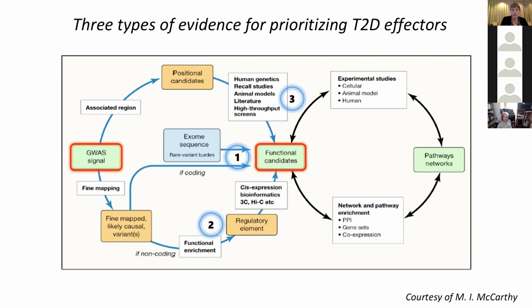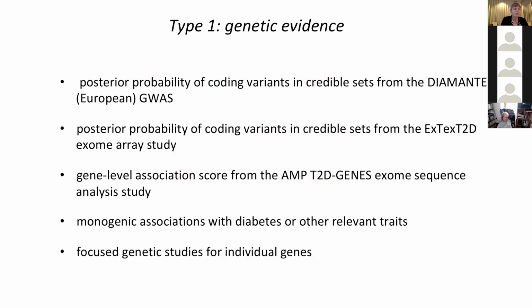So I'm going to go over these three types of evidence at a high level. All of the details of this scoring system are documented in a downloadable PDF you can get from the portal, but I just want to give you an idea of what types of evidence they considered in this system.